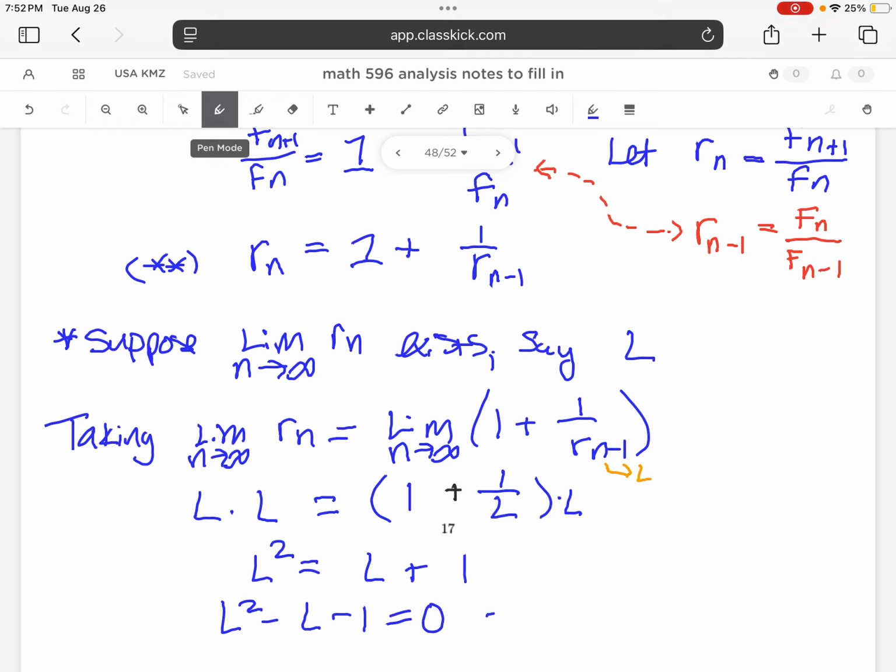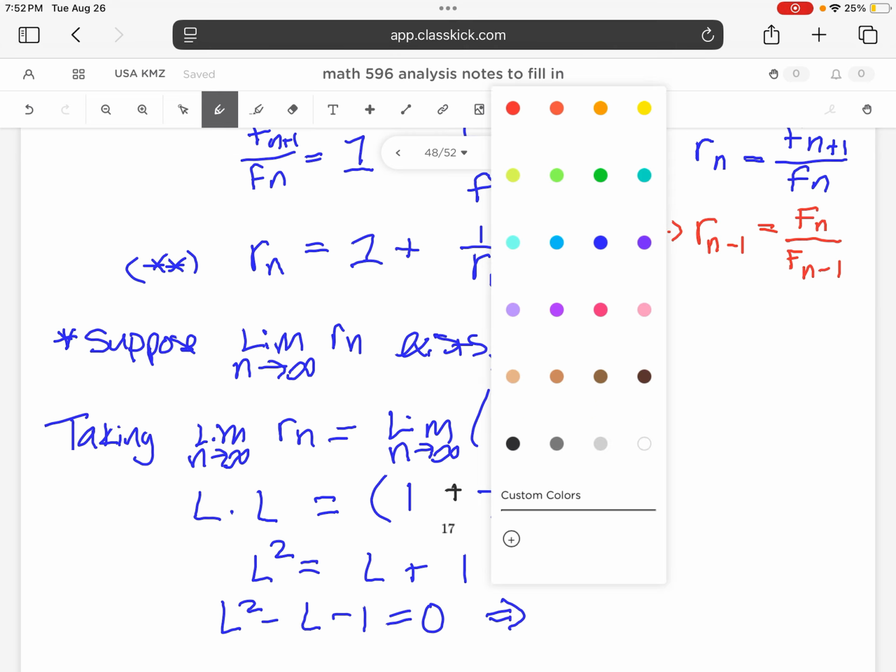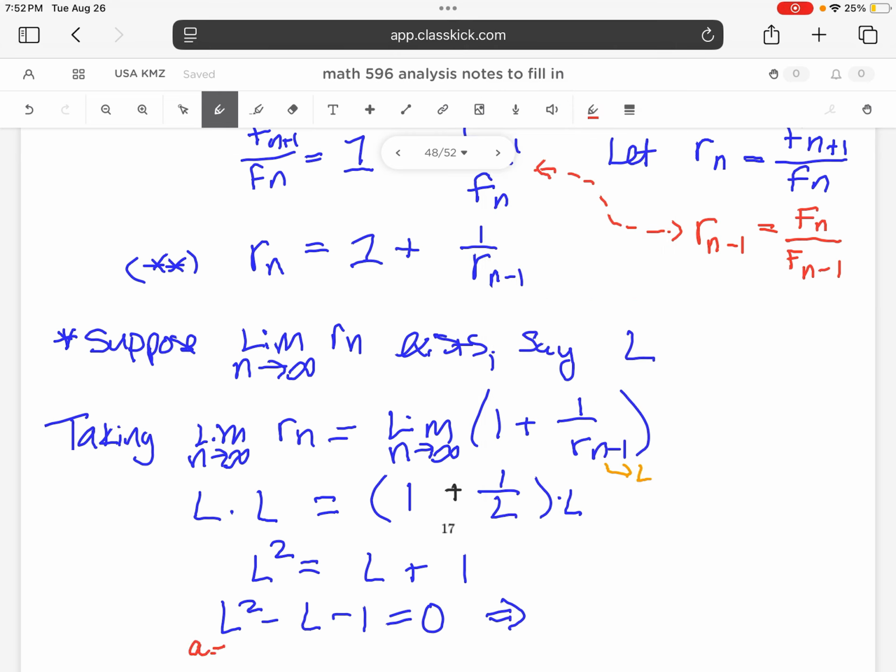And using the quadratic formula to solve for this, letting a be equal to 1, b be equal to -1, and c be equal to -1, the quadratic formula tells me that L should be equal to the opposite of -1, which is +1, plus or minus the square root of (-1) squared minus 4 times 1 times -1, all divided by 2 times 1.